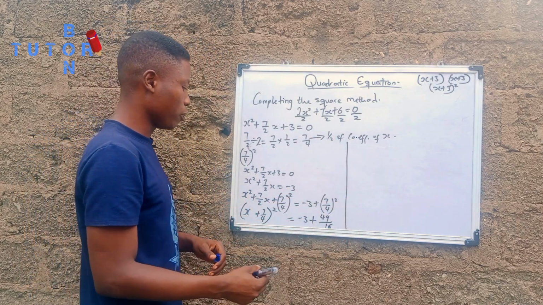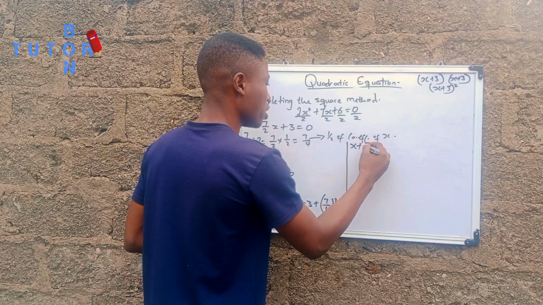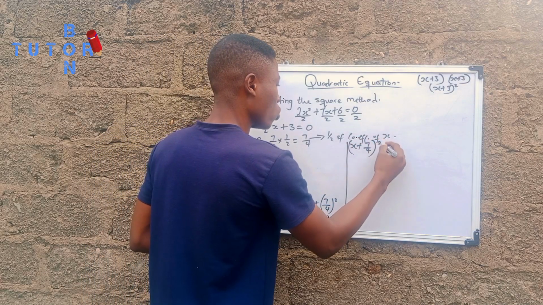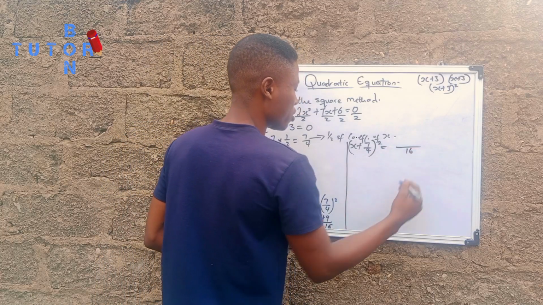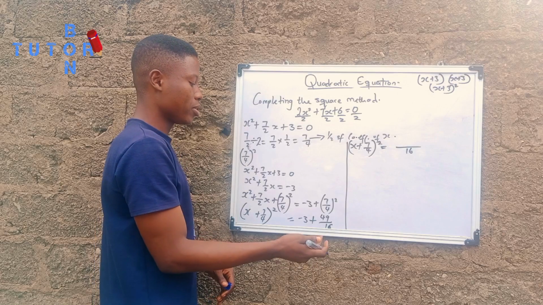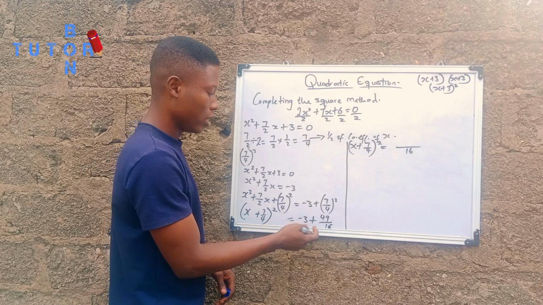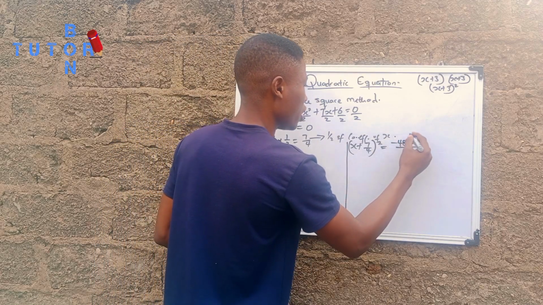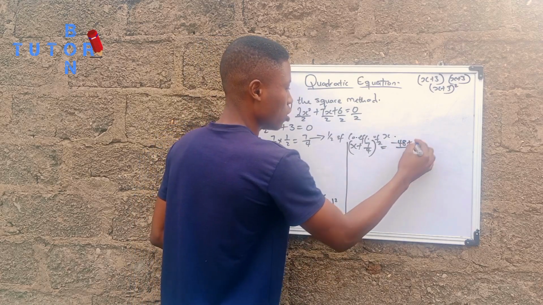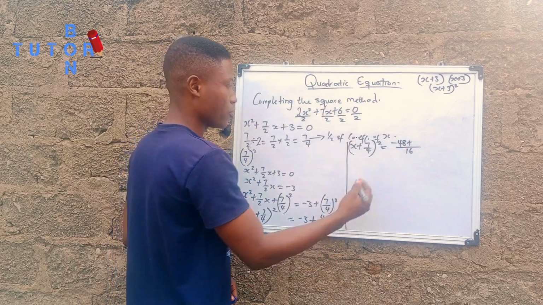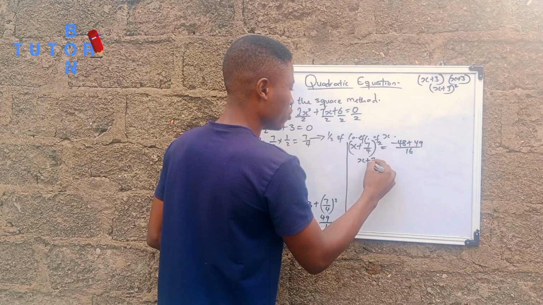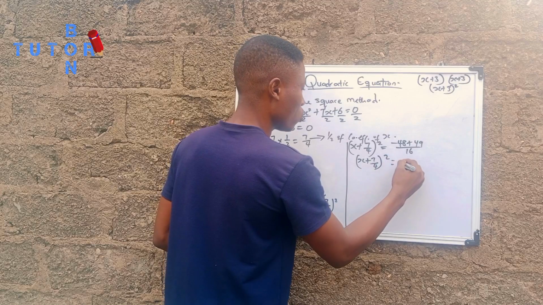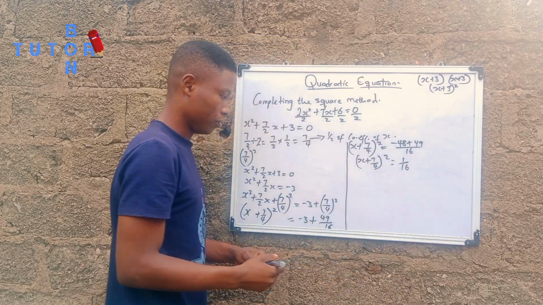I can proceed from here by saying (x + 7/4) squared will be equal to, let me find this, the LCM to be 16. 1 in 16 gives me 16. 16 times minus 3 gives me minus 48. Plus 16 in 16 gives me 1. 1 times 49 gives me 49. So I'll have (x + 7/4) squared equal to 1 over 16.